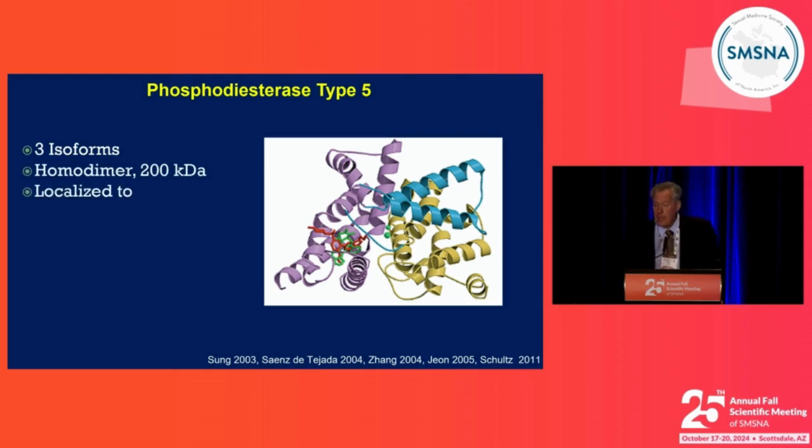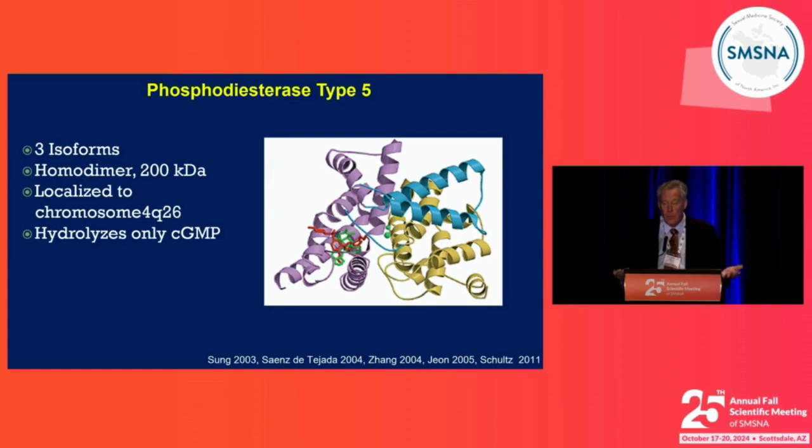Phosphodiesterase type 5, we have 3 isoforms. It exists as a homodimer, so 2 equal subunits. Total weight is 200 kilodaltons. It's localized to chromosome 4q26, and it hydrolyzes only cyclic GMP, which is one of the key points of the PDE5 inhibitors. It was thought that they only worked in the penis, but that turned out not to be exactly true. It'll work wherever there's smooth muscle around.